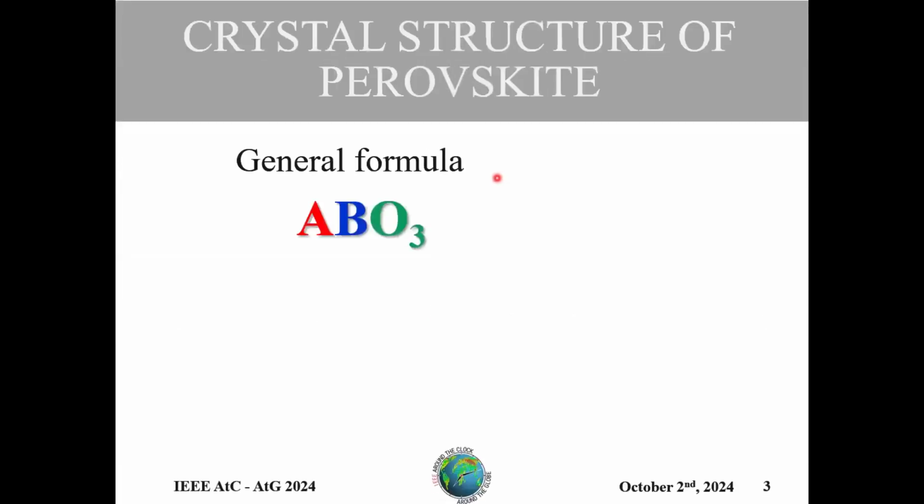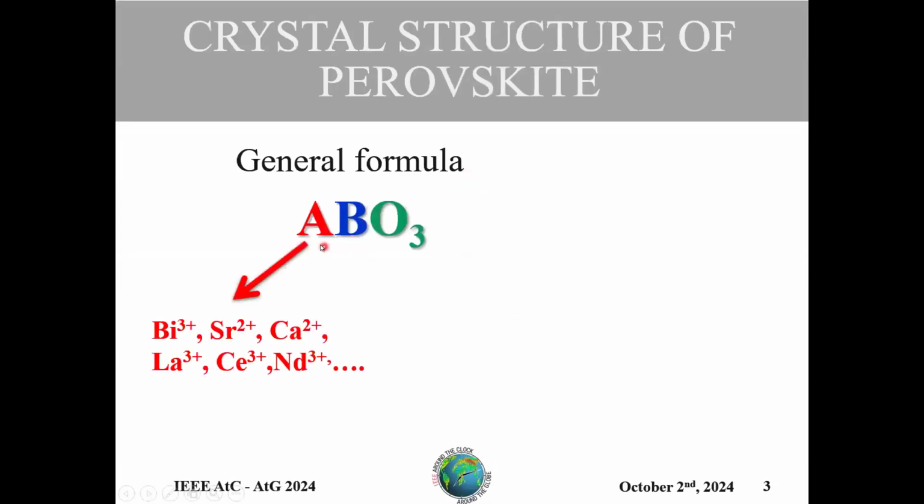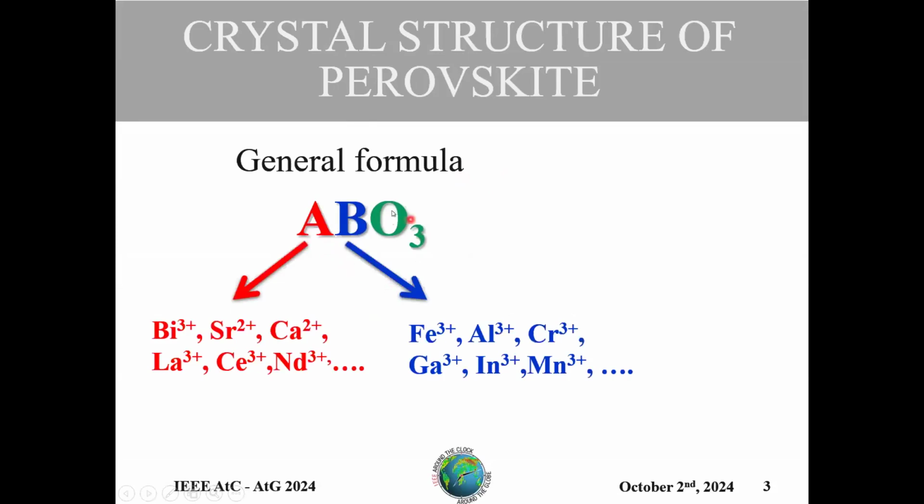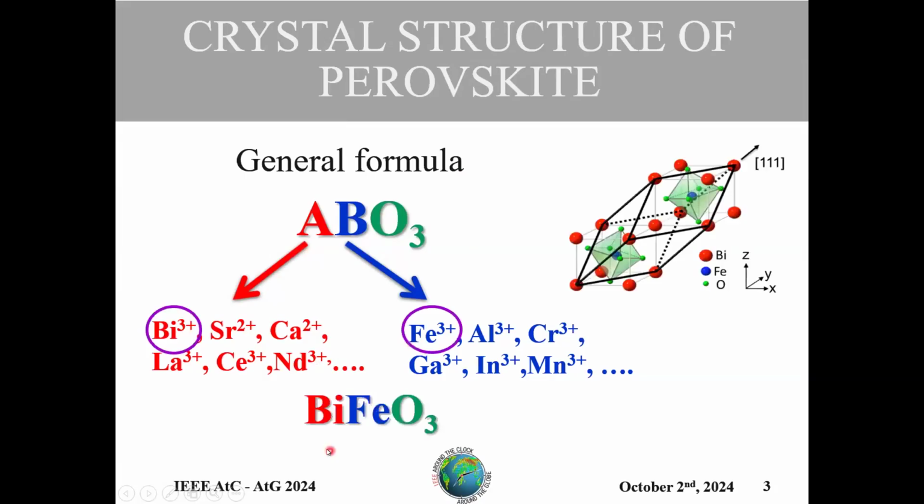First, what is the crystal structure of a perovskite? Perovskite has the general formula ABO3, where A and B are cations and oxygen, or O, is an anion. A and B can be either of these given elements, but for this research, bismuth was chosen as A and iron was chosen as cation B, making the bismuth iron oxide, or BiFeO3, with the rhombohedral structure in the R3C space group with this given unit cell.